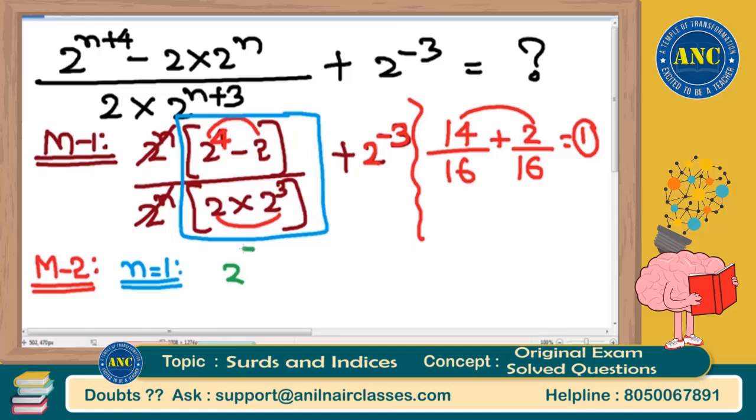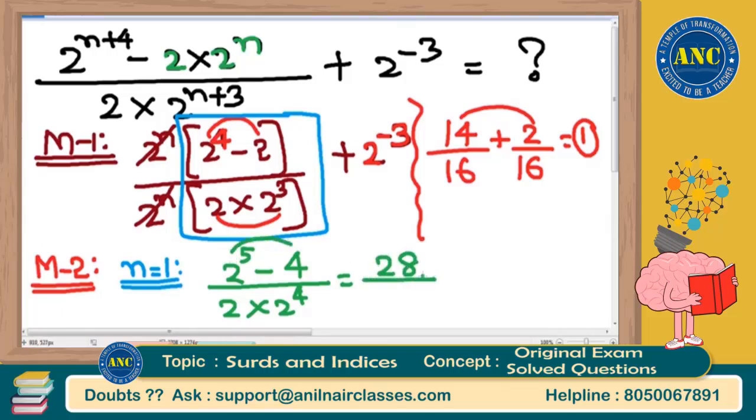It becomes 2 power 5 minus 2 power n, where n is 1, so this becomes 2 into 2. It is 2 square, which is 4, right? It is 4 divided by 2 into 2 power 4, right? 32 minus 4 is 28, right? 2 power 4 is nothing but 16. I think there is some mistake which we have made, sir.